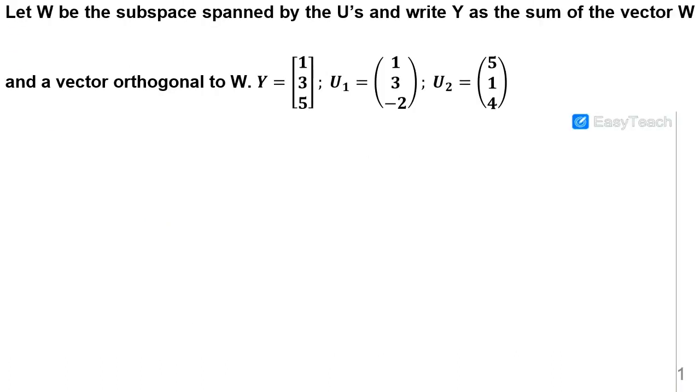Let us try to understand the orthogonal projection with the help of two problems. W is the subspace spanned by U's. So W is spanned by U1 and U2, where U1 is given by 1, 3, minus 2 and U2 is given by 5, 1, 4.